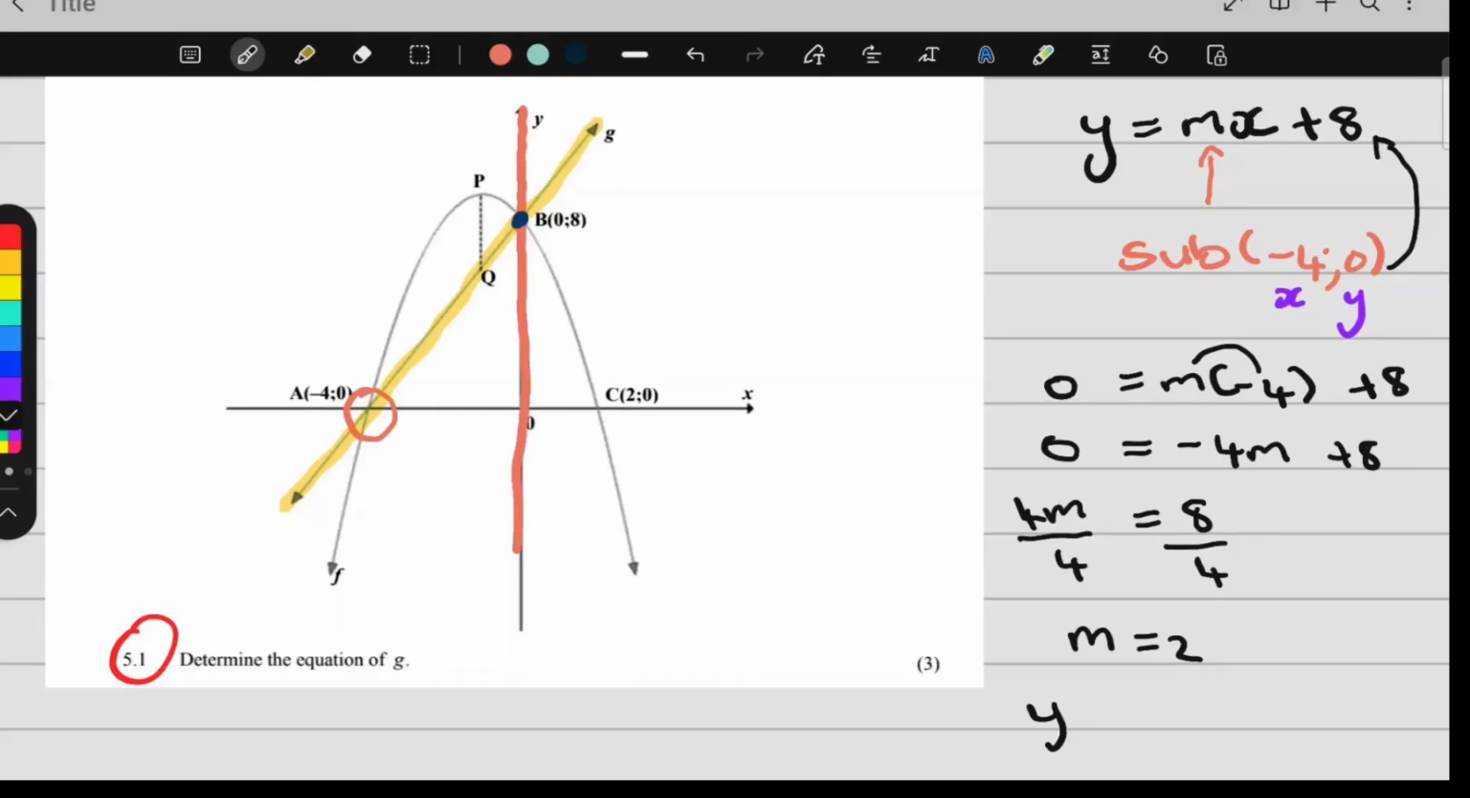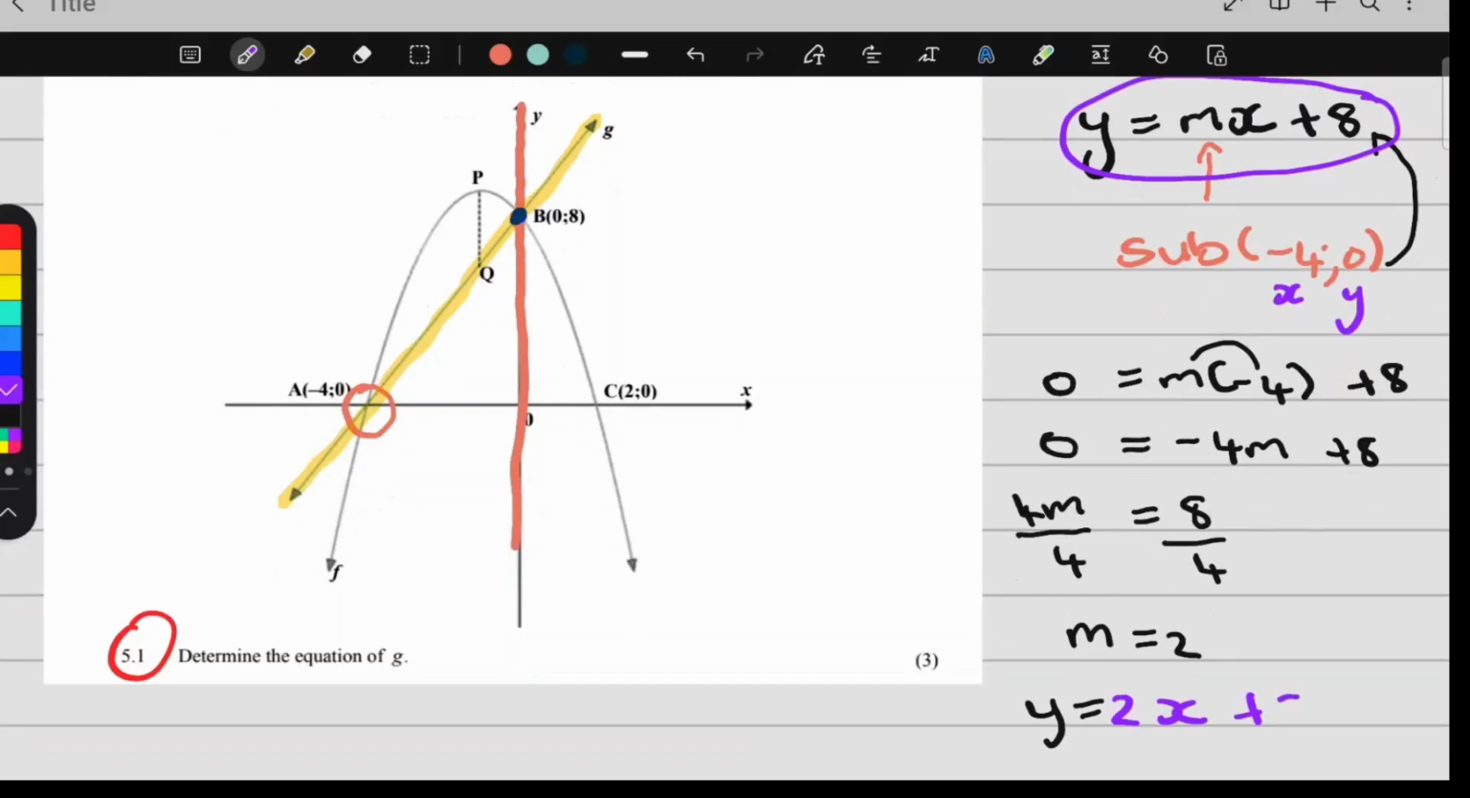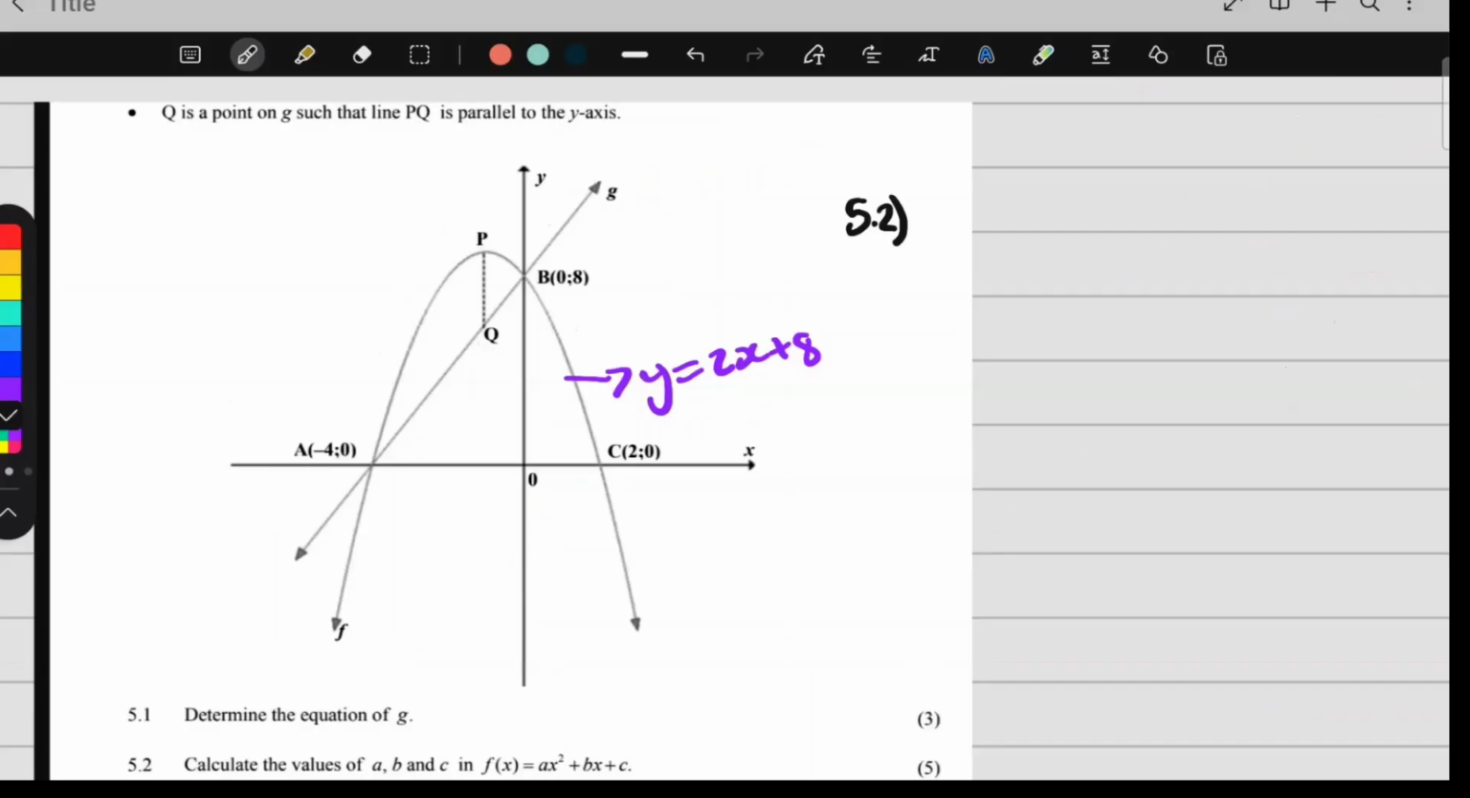So therefore the equation of the straight line is y is equal to 2x and then plus 8. So that's the equation of the straight line. So I'm going to write this equation. y is equal to 2x plus 8. Okay, let's look at the next question. Calculate the values of a, b, and c in f of x. So they give you the standard form, and they ask you to find a, b, and c. So the question is actually find the equation of the parabola. Because remember, f of x is this over here. That's f of x. So they want you to find the equation of f of x.